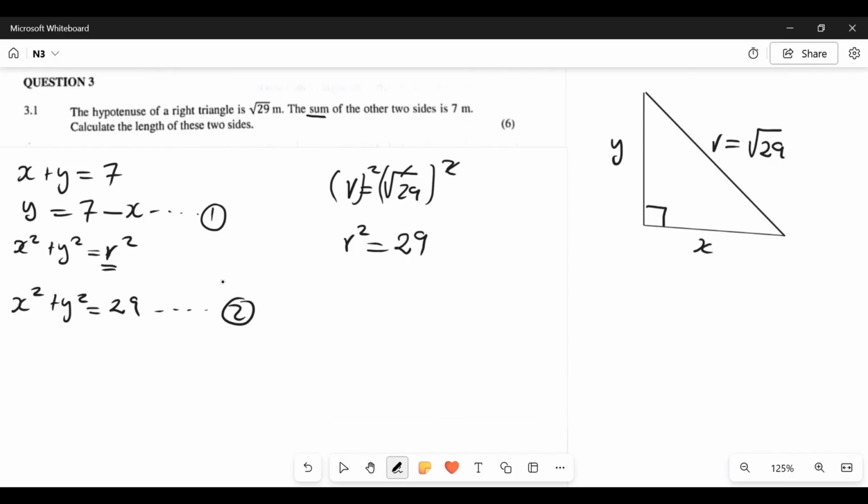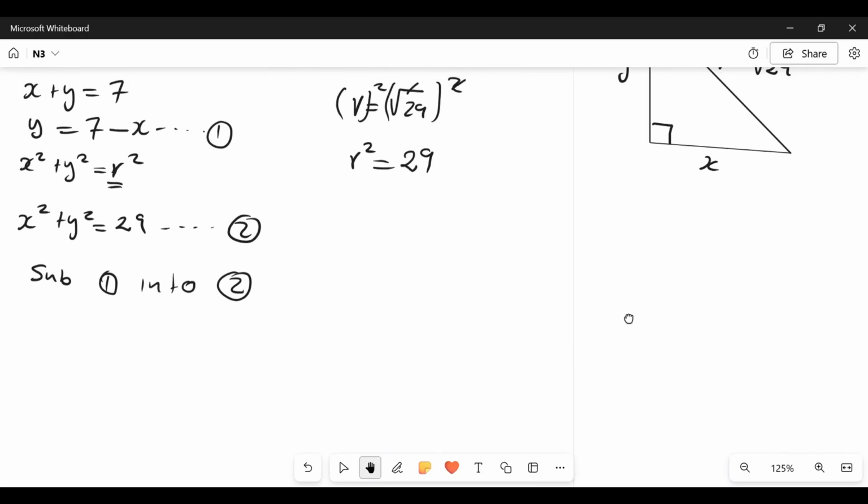So when it's like this, we need to use substitution to find the values of x, right? So we can say substitute equation 1 into equation 2. There we go. So let's do some substitution. Let me create a little bit of space here so that you are able to solve this further. Right, let me leave it here for now.